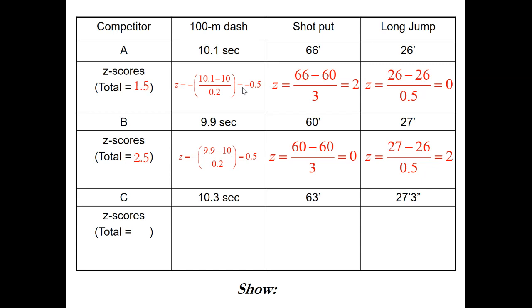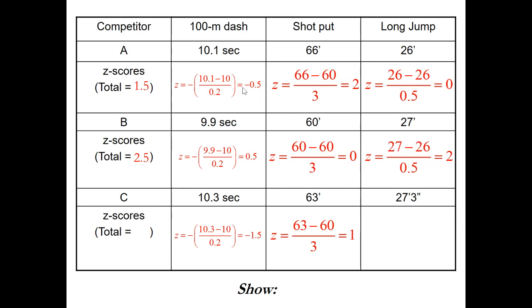All right, so you should have had that they came in significantly slower than the mean time, 1.5 standard deviations slower than the mean performance. However, on shot put, they did pretty good. Came in 1 standard deviation above the mean. Definitely not bad.